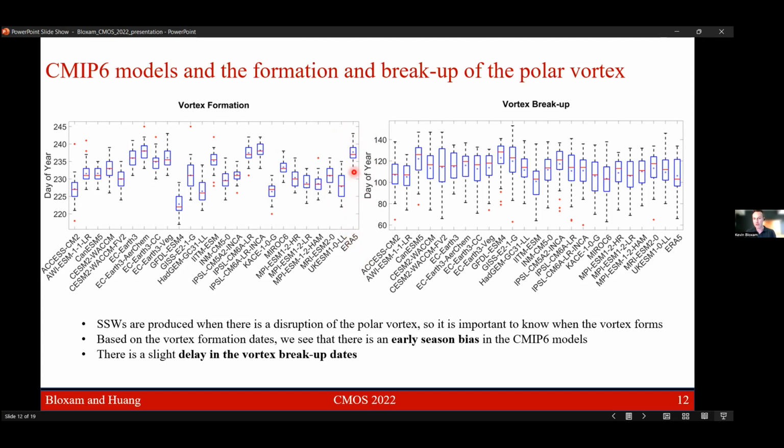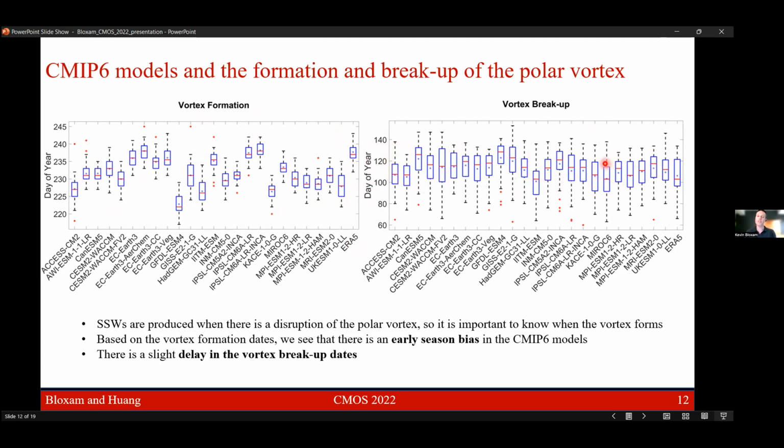If we look, at the far right of each of these is the ERA5. For vortex formation, we can see that there is this early season bias among all of the models. That means that the vortex is forming too soon. And then we look at the breakup date, and again, comparing with ERA5 here on the right, we can see that a lot of the models are delayed.